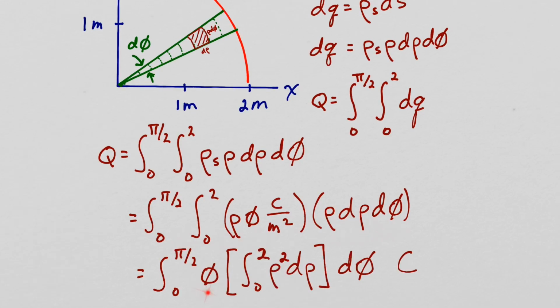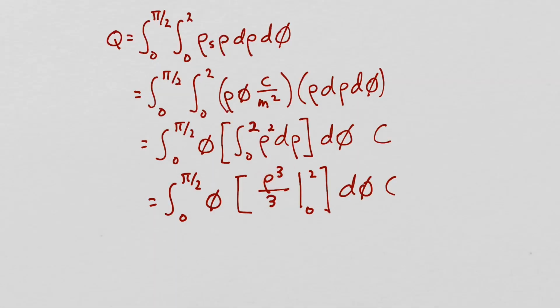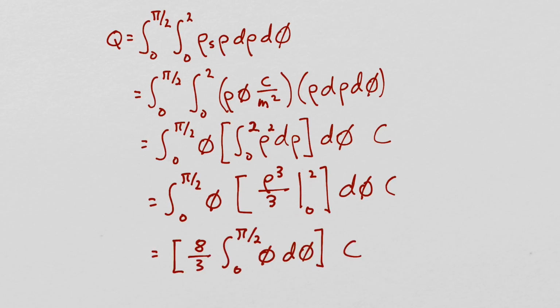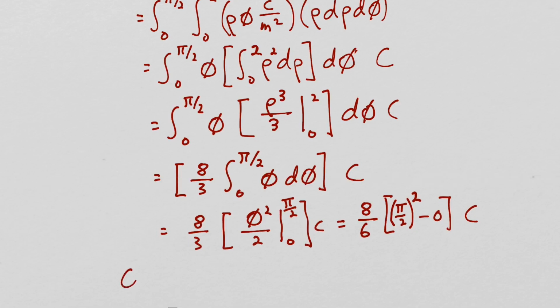Performing this integration, we'll get a rho cubed over 3 evaluated between 0 and 2, which will give us an 8 over 3, and integrating phi d phi will give us a phi squared over 2 evaluated at 0 and pi over 2, to give us a total charge in that region of 8 over 6 pi squared over 4 coulombs, which is pi squared over 3 coulombs.